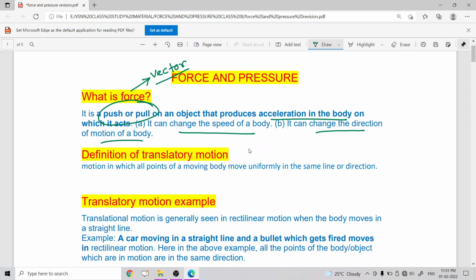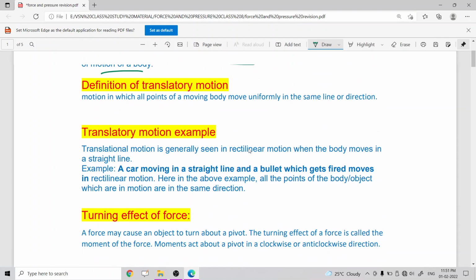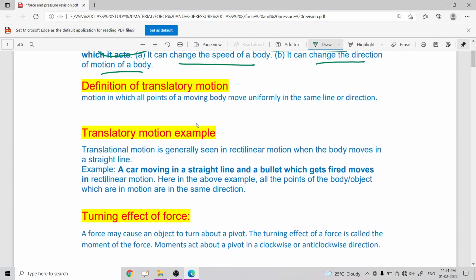Now, due to force, we get two types of motion. The first one is translatory motion, which you can also call linear motion, and the second one is rotational motion. Here we have to know what translatory motion is. It is motion in which all points of the moving body move uniformly in the same line or direction. This is called translatory motion.